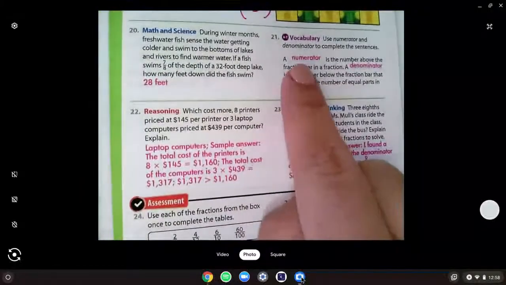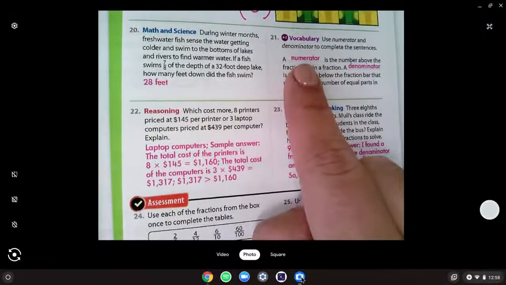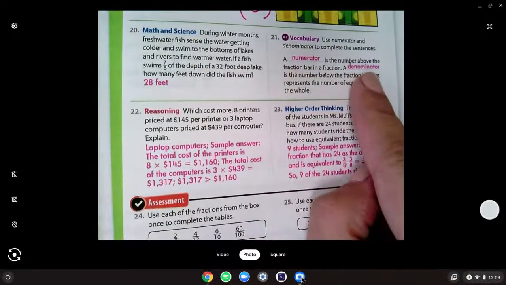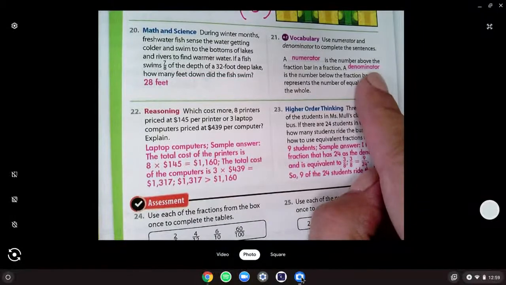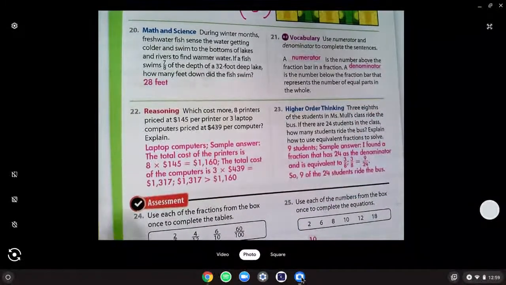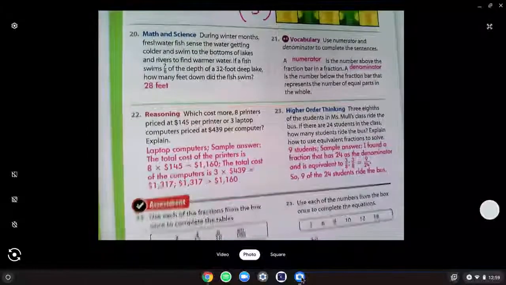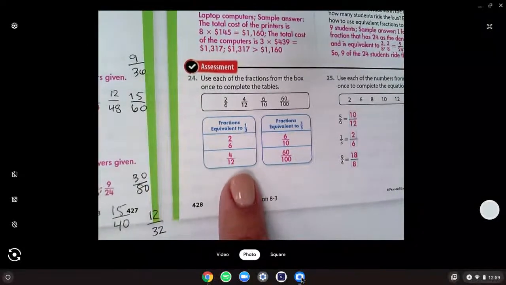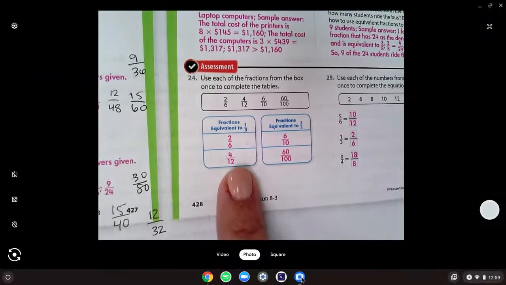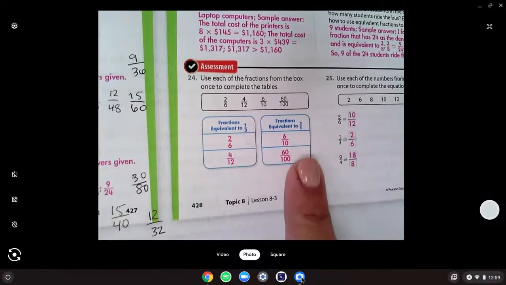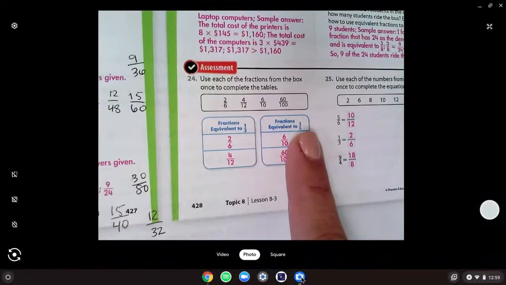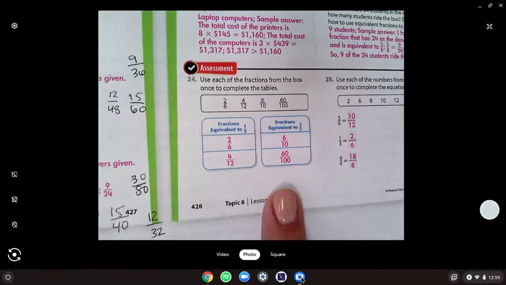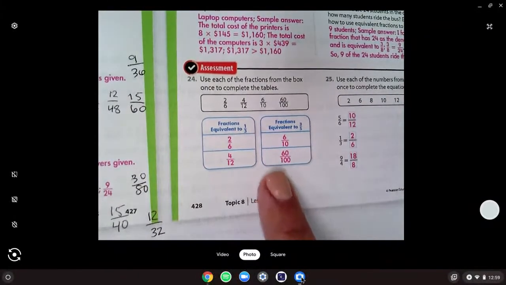Your first fill in the blank should have been numerator. Your second fill in the blank should have been denominator. Then we had down here number 24. You needed 2 fractions in each side, and you should have got 2 sixths and 4 twelfths are equivalent to 1/3, and 6 tenths and 60 hundredths are equivalent to 3/5. Monica. I put the 60 hundredths on the right side, but I don't really get it.